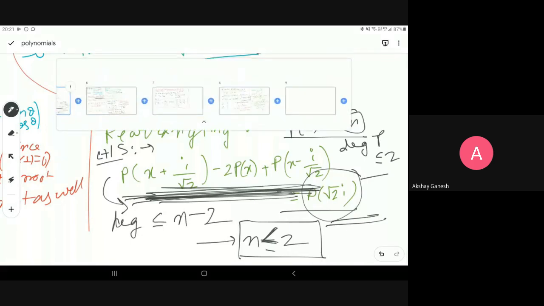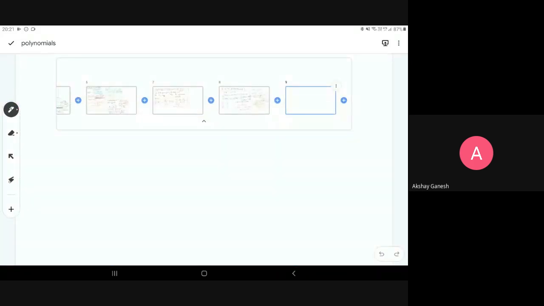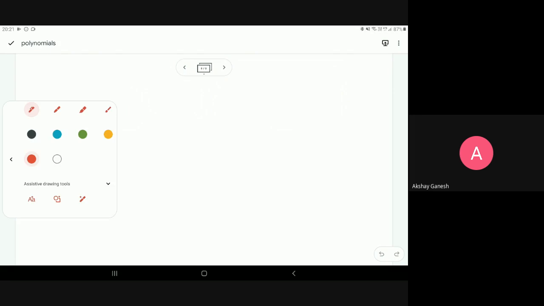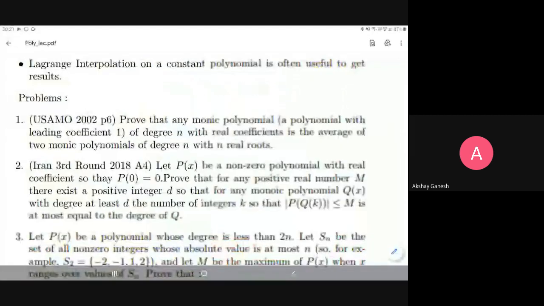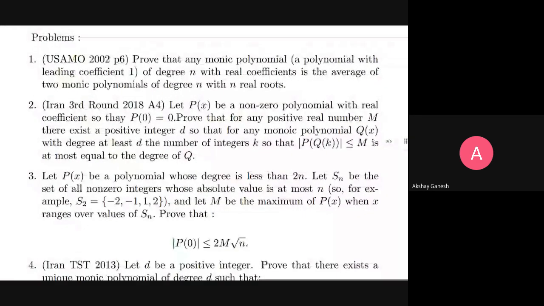Okay, let's move to a new problem, let's solve problem 2. Please read problem 2. Problem 2 is from here. It tells you, let p of x be a non-zero polynomial with real coefficients such that p(0) is 0. Actually, this is a superfluous condition. I should have edited it out. I forgot. p(0) equals 0 is not essential for this.